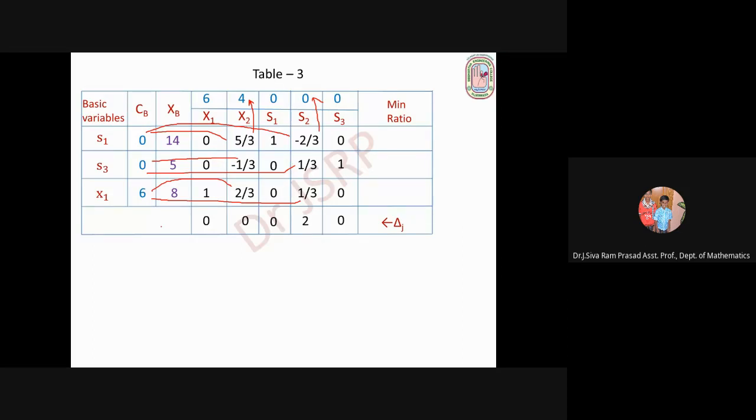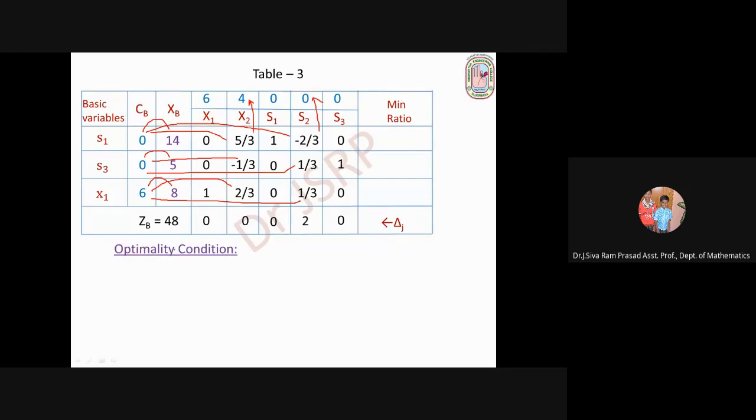Okay. Now the objective function value corresponding to this solution. ZB equal CB into XB. So 0 into 14 plus 0 into 5 plus 6 into 8. That is 48. So the objective function value ZB equal 48. Okay. So this is the new table, which gives a new basic feasible solution. Next, repeat the same process.